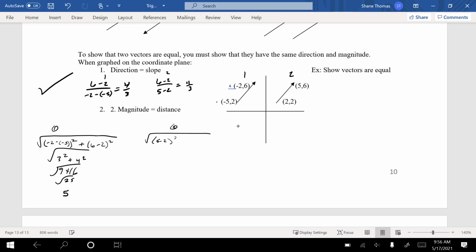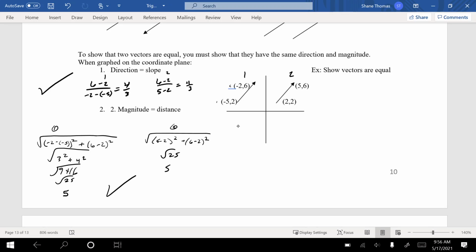So (5 minus 2) squared plus (6 minus 2) squared. 5 minus 2 is 3. 6 minus 2 is 4 squared. You get 9 and 16. So you still get the same square root of 25, or 5. Right? So is that the same? Absolutely. All right, so those two vectors would be equal.